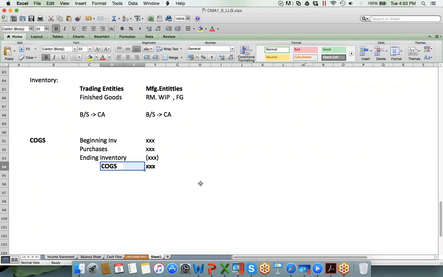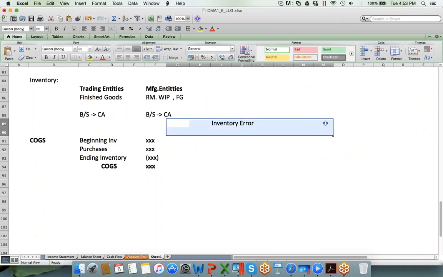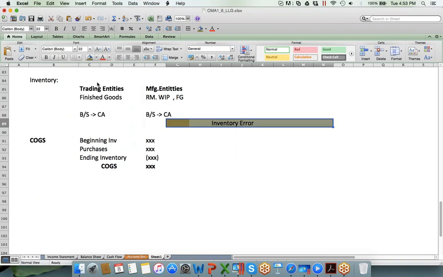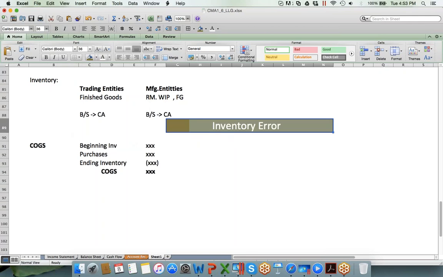Inventory errors. During the valuation of inventory, if there is an error in the inventory, that will have an impact. The error will have an impact on the financial statements. The profit either may increase or may decrease. Let us now practice what happens if there is an error in the inventory.